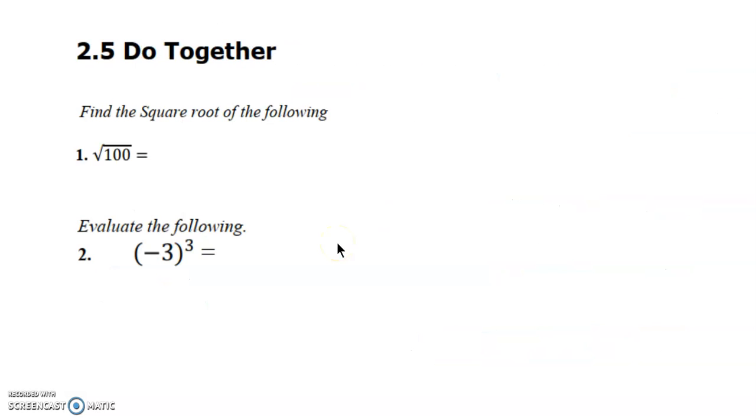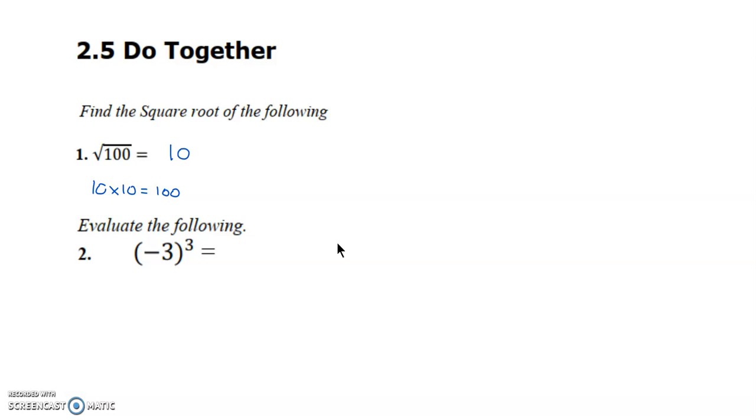So for the do together, number 1, it's asking us to find the square root of 100. So we're asking ourselves, what times itself equals 100? And we know that 10 times 10 equals 100. So the square root of 100 is 10.